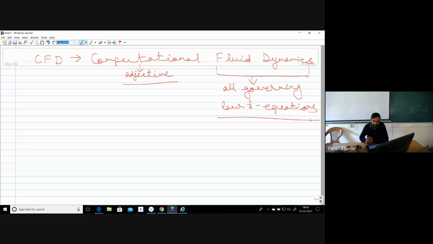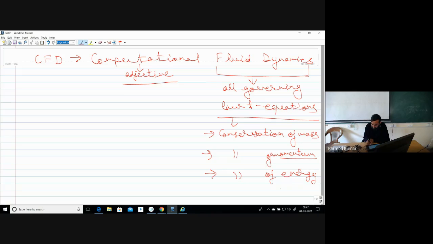So what are the governing equations in fluid dynamics? In fluid dynamics, we have conservation of mass, which is one very, very important equation. Then we have conservation of momentum, which we mainly derive from Newton's second law of motion. Then if we are talking about heat transfer associated with our systems, we also have to consider conservation of energy, which is mainly associated with the first law of thermodynamics.